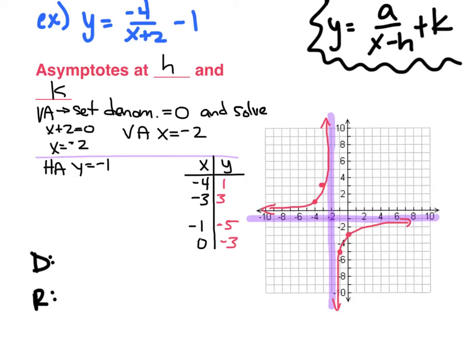Finally, what's the domain? It's all real numbers except what? Negative 2. And the range is all real numbers except negative 1. That came from the vertical asymptote and the horizontal asymptote.